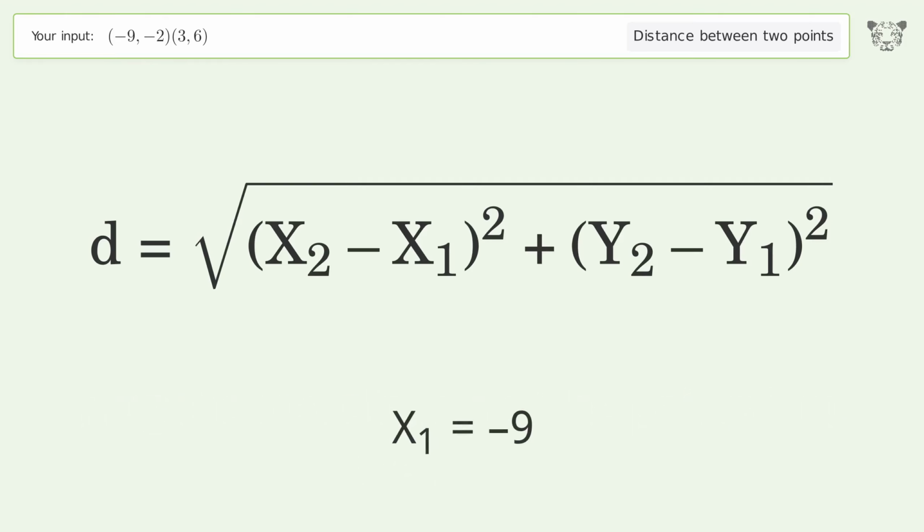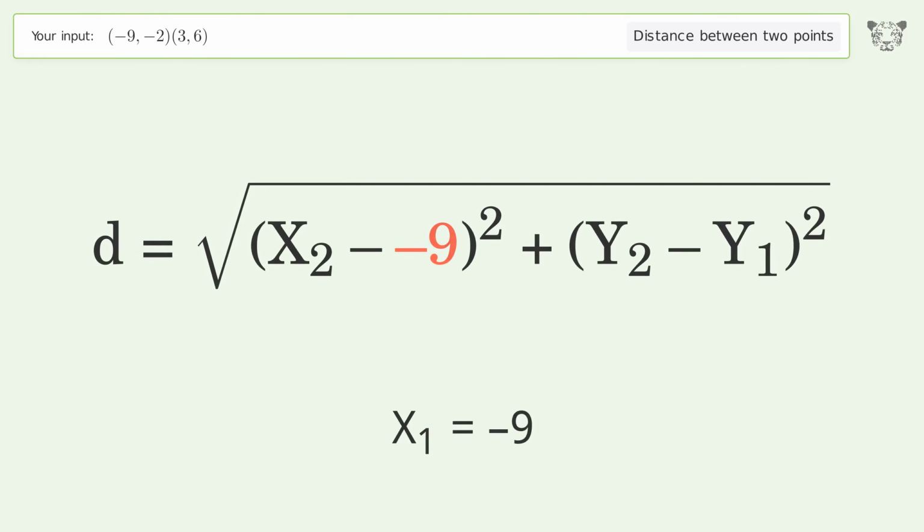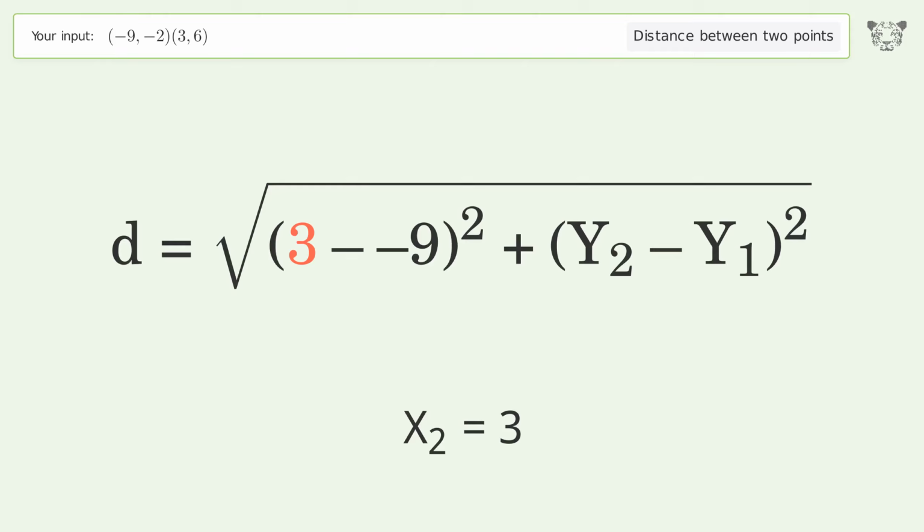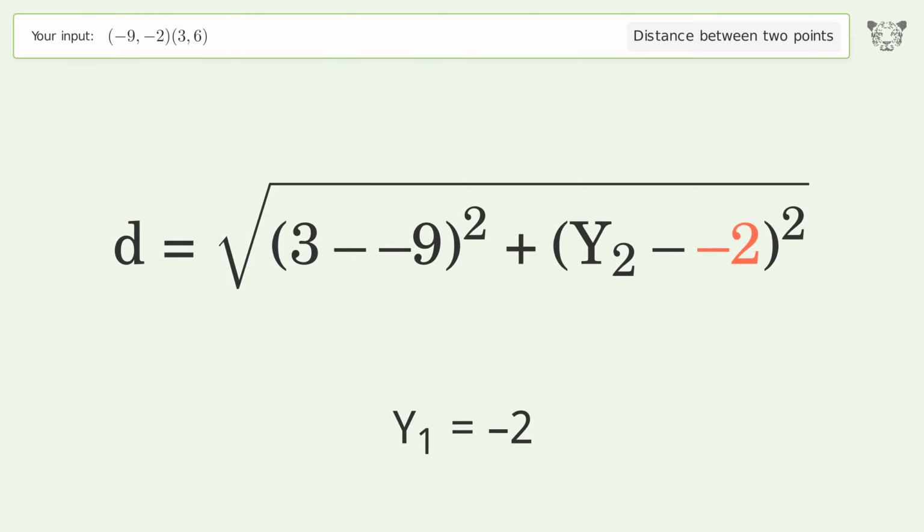x1 equals -9. x2 equals 3. y1 equals -2. y2 equals 6.